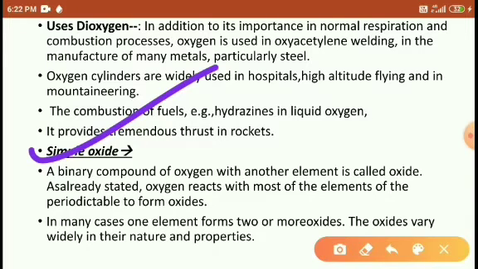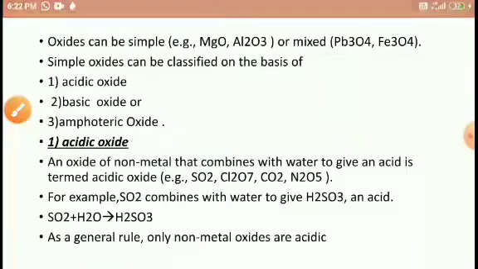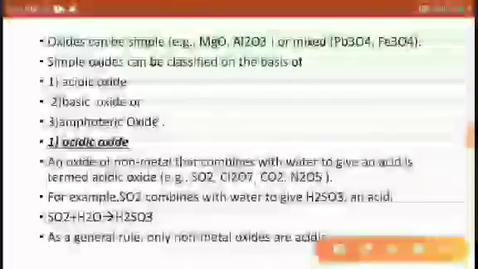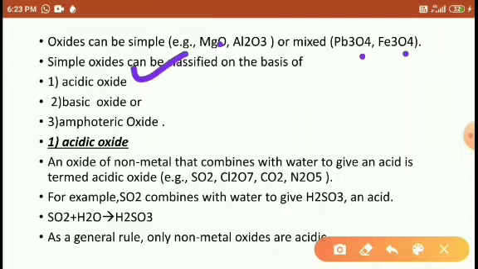A binary oxide is a simple oxide. Oxygen with another element we call oxides. Oxygen with metal, oxygen with non-metal, oxygen with metalloids, generally we call them oxides. Right, students? So what oxides are there? Magnesium oxide, aluminum oxide, lead oxide, iron oxide. Oxides are classified as acidic oxide, basic oxide and amphoteric oxides.